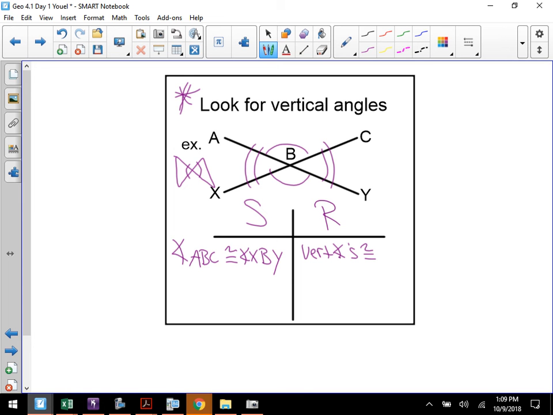More often than not, that's kind of what the diagrams look like when you deal with triangles that have vertical angles. Some sort of a bow tie. That's usually what it looks like.